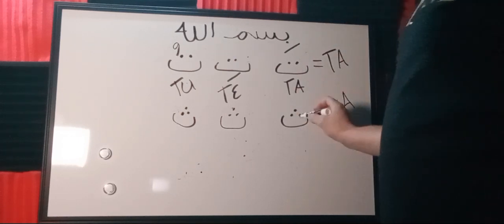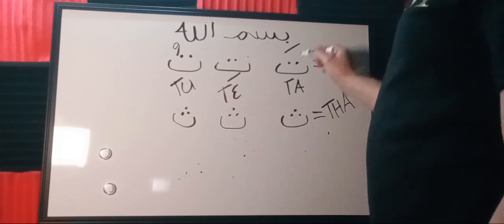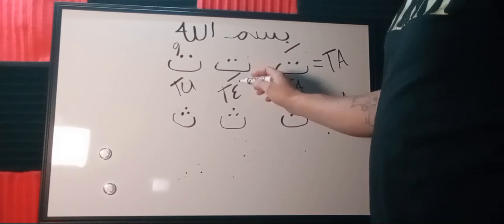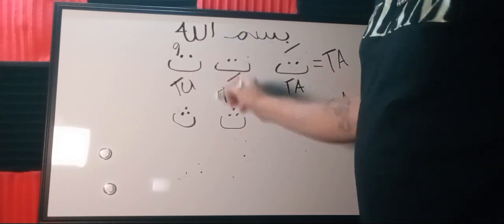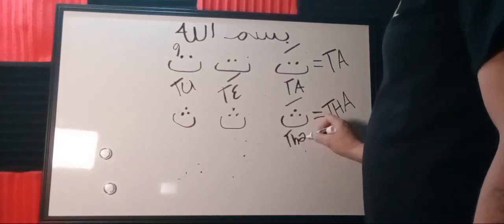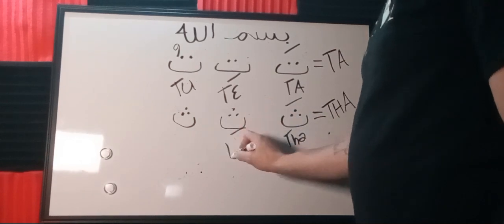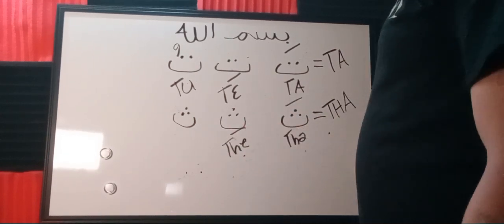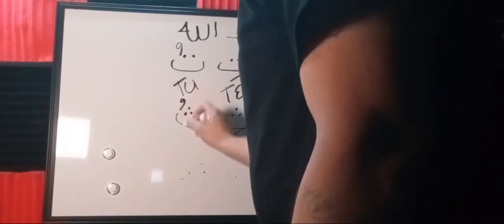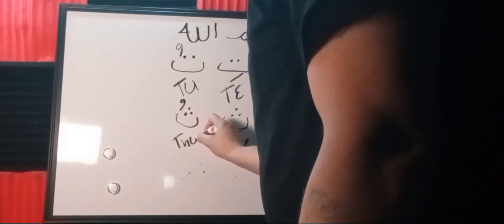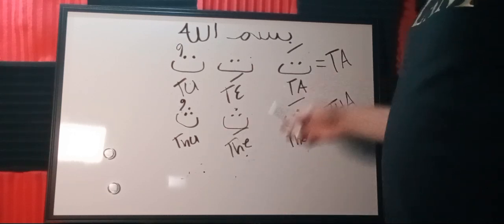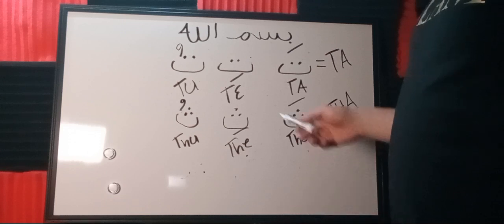So we put it over here. If this is tha, tha, tha, ta, ta, ta. If we add the line on top, ta. Bottom, T. Upside down 6, 2. That's tha. Thi. Thu. Tha, thi, thu. Ta, ti, tu. Tha, thi, thu.